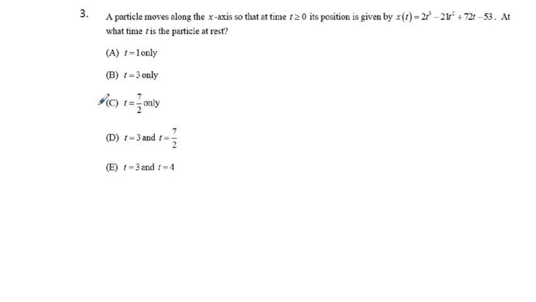Next, 3. A particle moves along the x-axis so at time t is greater than or equal to 0. Its position is given by x of t equals 2t cubed minus 21t squared plus 72t minus 53. At what time t is the particle at rest? So, okay, particle is at rest where or when velocity is equal to 0.